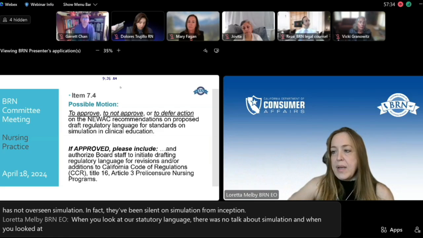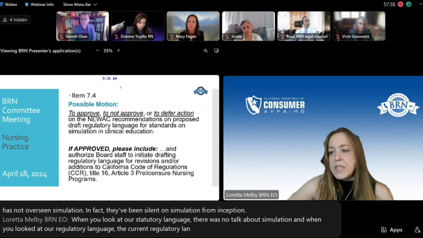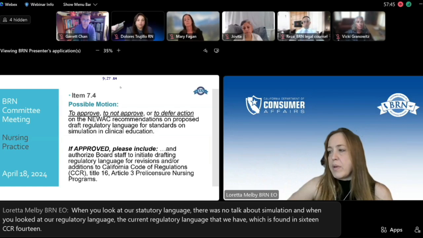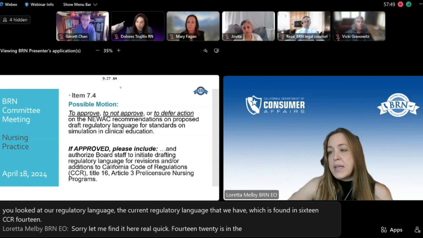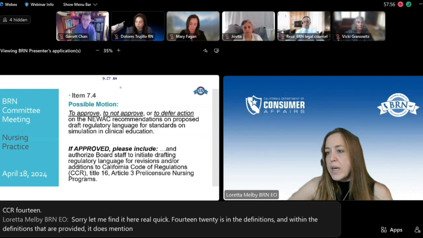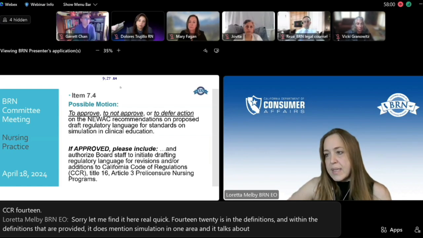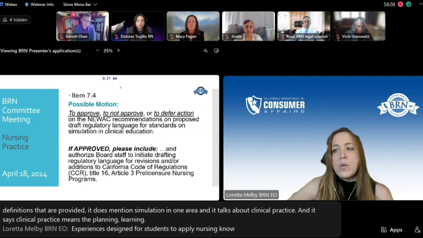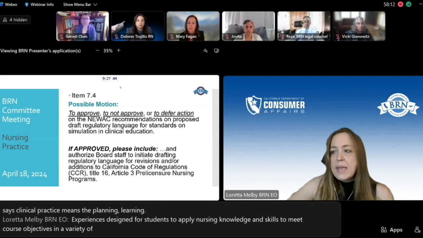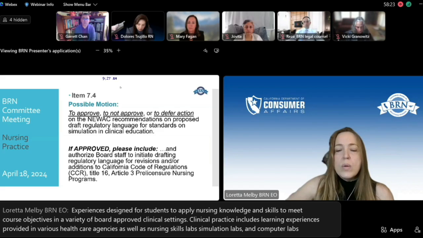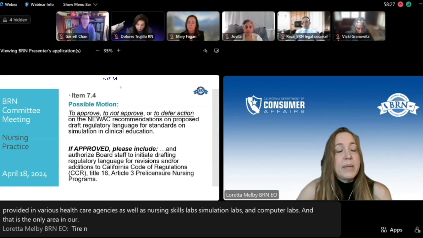And when you looked at our regulatory language, the current regulatory language that we have, which is found in 16 CCR 1420, is in the definitions. And within the definitions that are provided, it does mention simulation in one area, and it talks about clinical practice. And it says clinical practice means the planning, learning, experiences designed for students to apply nursing knowledge and skills to meet course objectives in a variety of board-approved clinical settings. Clinical practice includes learning experiences provided in various healthcare agencies, as well as nursing skills labs, simulation labs, and computer labs. And that is the only area in our entire NPA that simulation was ever addressed.